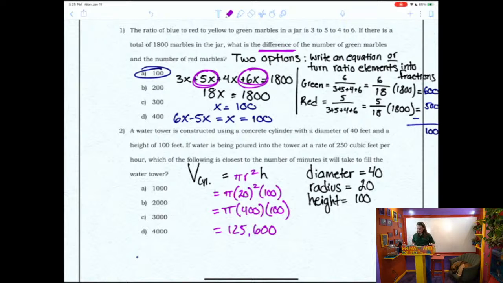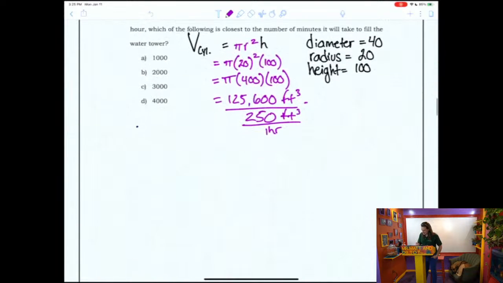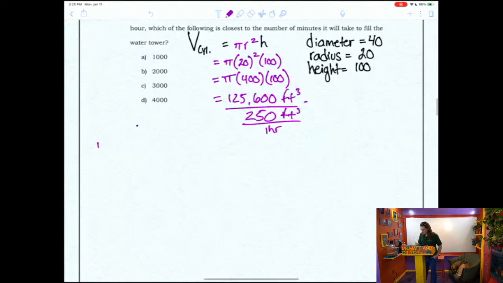If we take the number of cubic feet that this water tower contains and divide it by the rate of 250 cubic feet per every 1 hour, let me continue this down here. This is the same thing as 125,600 cubic feet. We can write that as a fraction. When you divide a fraction by a fraction, you multiply by the reciprocal. So that means that we're going to flip that denominator around to 1 hour over 250 cubic feet.